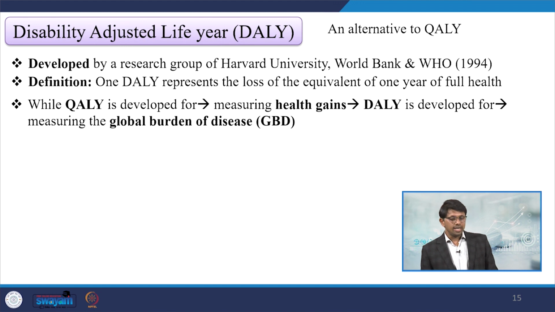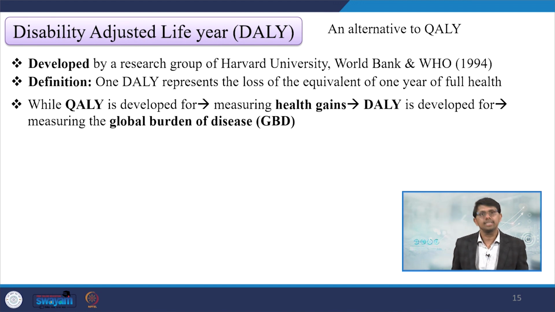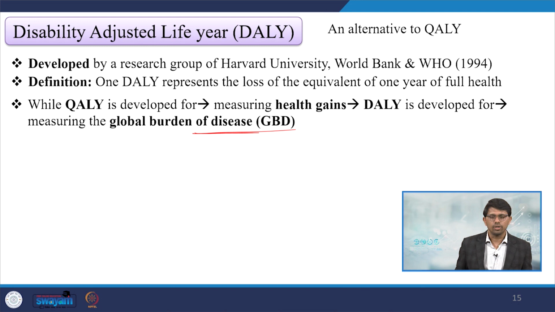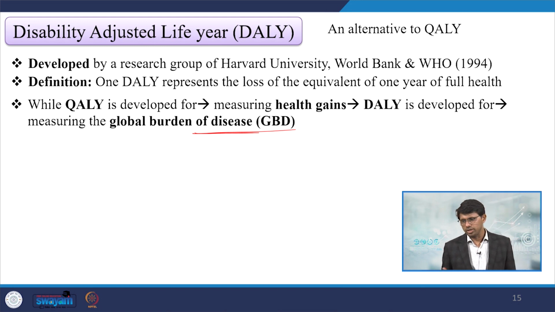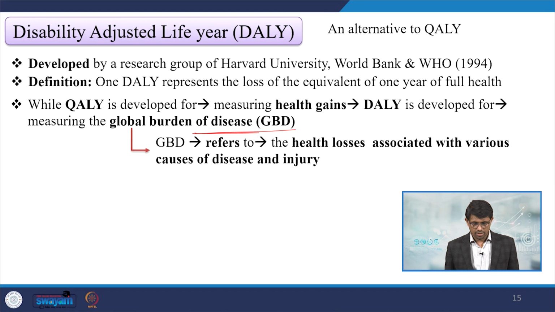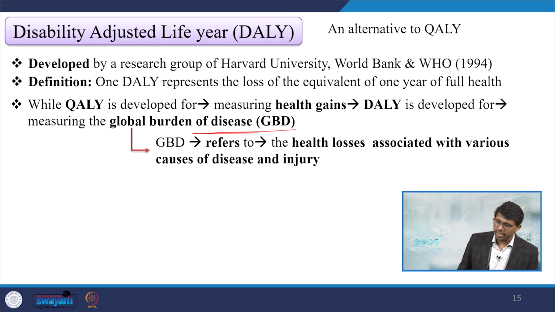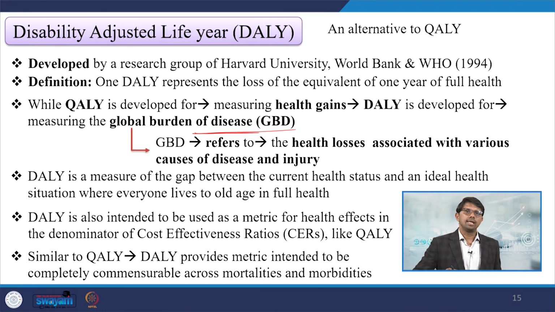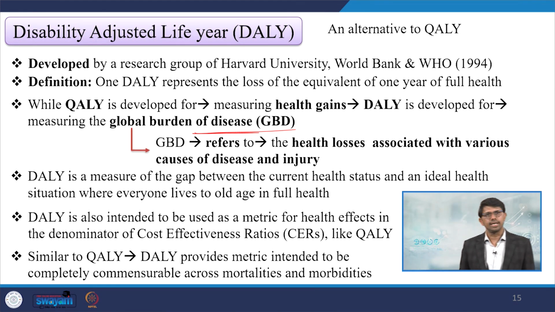While QALY is developed for measuring health gains, DALY is developed for measuring the global burden of disease, GBD, that is to be noted. Hence the loss of the equivalent of 1 year of full health is important so far as 1 unit of DALY is discussed. GBD refers to the health losses associated with various causes of disease and injury. DALY is a measure of the gap between the current health status and the ideal health situation where everyone lives to old age in full health.